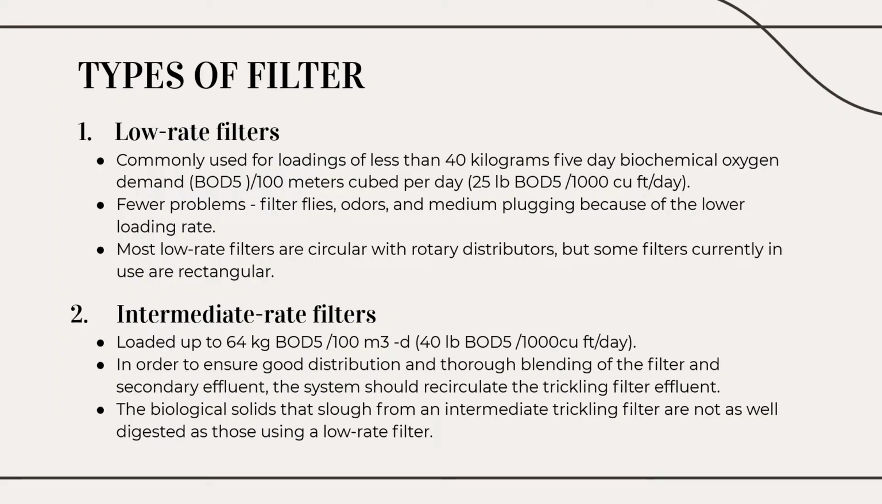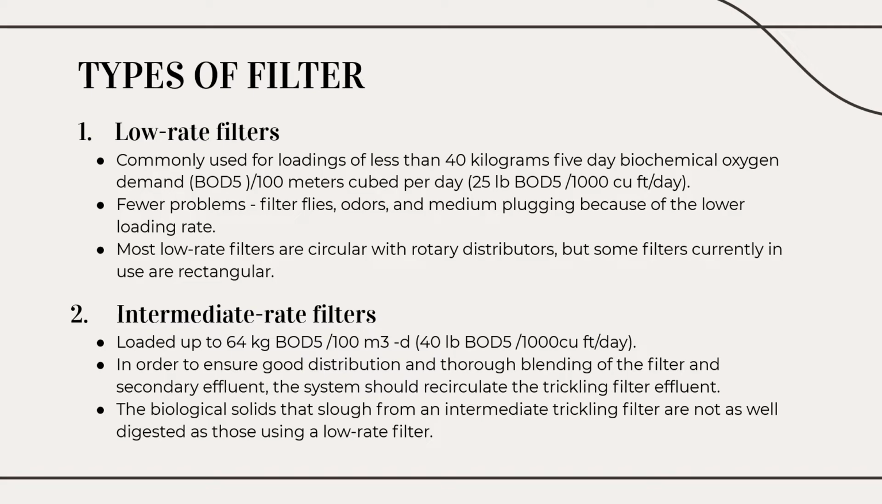There are 4 types of trickling filter, which are low rate filters, intermediate rate filters, high rate filters, and roughing filters. The first one, low rate filters, is commonly used for loadings of less than 40 kilograms of 5-day biochemical oxygen demand per 100 cubic meters per day. It also has fewer problems than other filters with regard to filter flies, odors, and medium plugging because of the lower loading rate. Most low-rate filters are circular with rotary distributors, but some filters currently in use are rectangular.